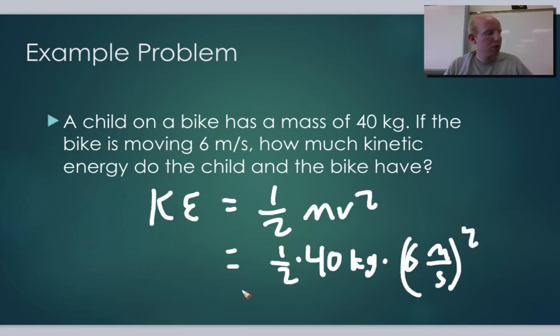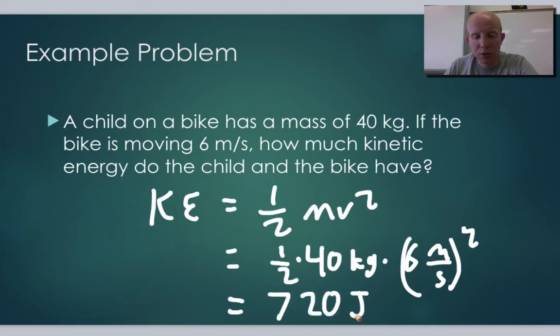So we multiply that out: 1/2 times 40 times 6 squared. Don't forget the squared, that's the most common mistake. We get that that is equal to 720 joules. That's how much energy the child and the bike have when they're moving.